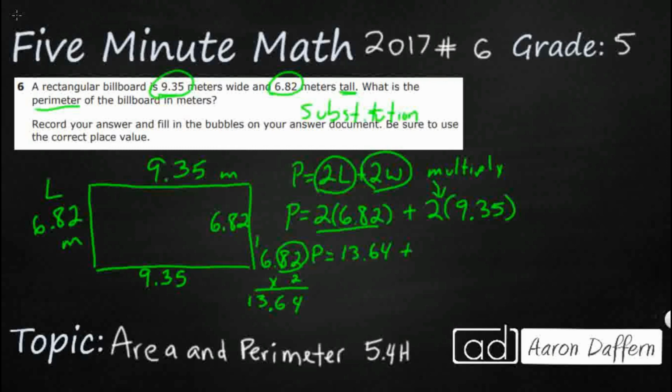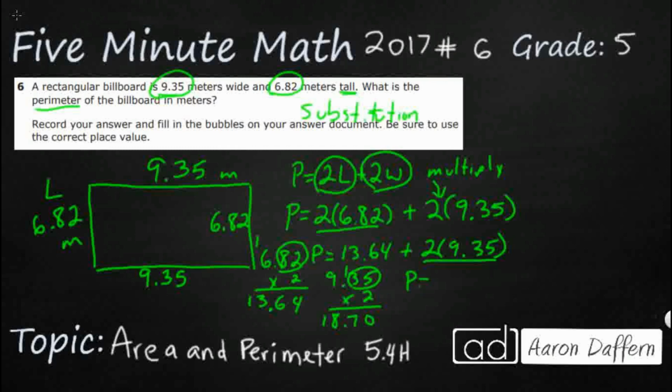So we've got 13.64 plus 2 times 9.35. Well, order of operations, we have another multiplication. So let's go ahead and take care of that. I've got my 9.35 multiplied by 2. We're going to double it. So that's 10, that's 6, that's 7, and that's going to be 18. 2 digits behind the decimal in my factors, 2 digits behind the decimal in the product. I've got 18.7. So let me rewrite it again.